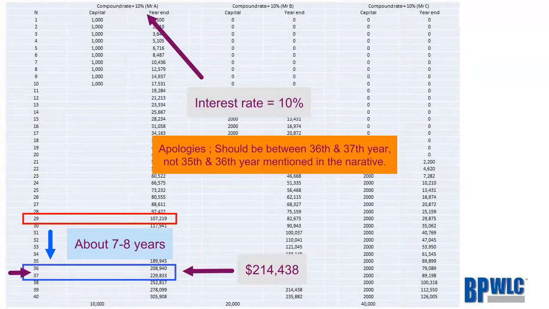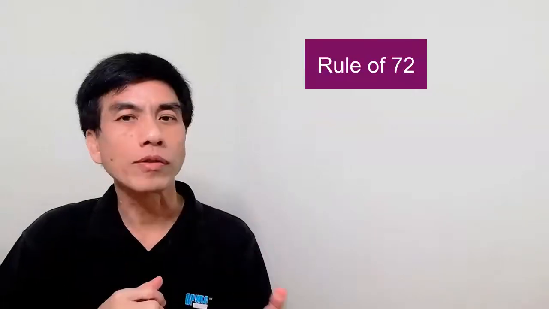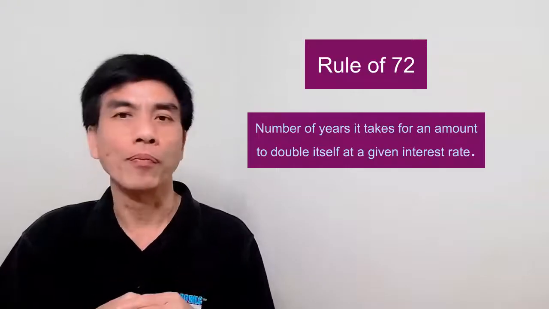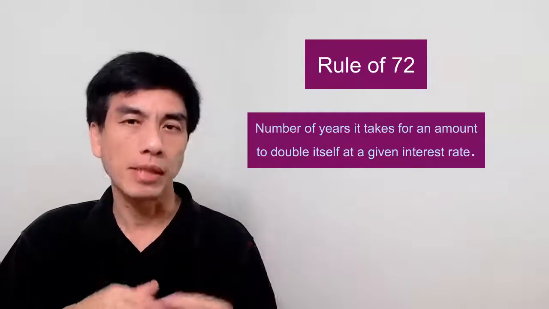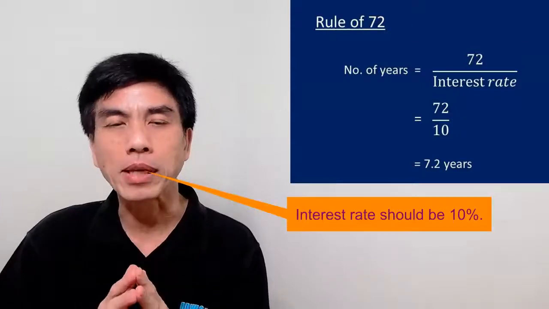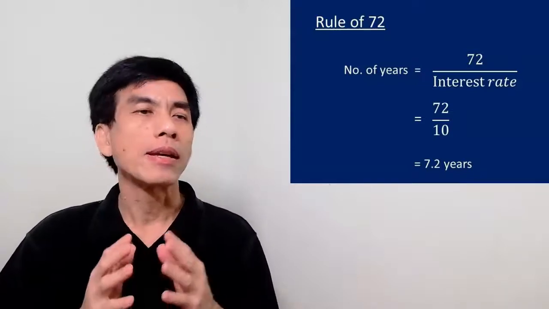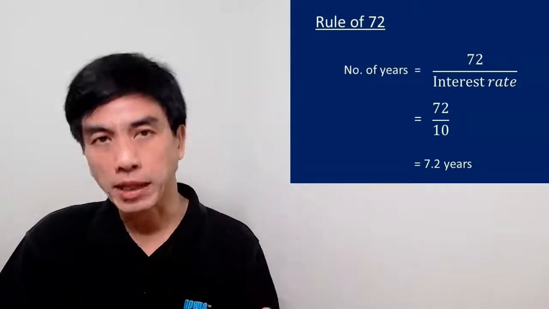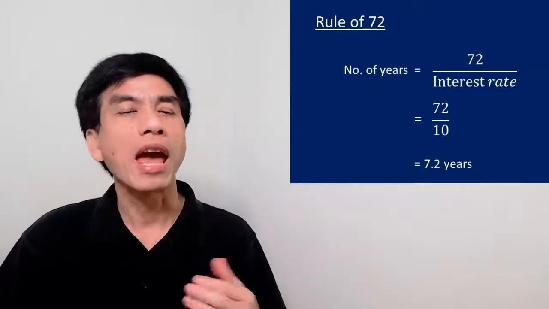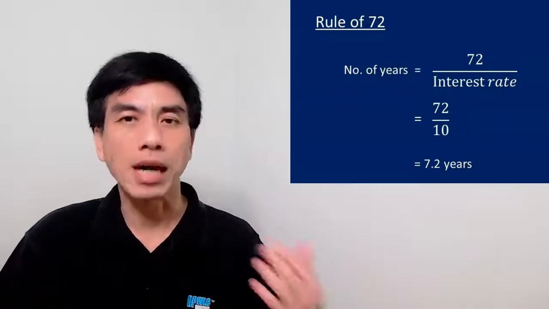That brings us to this topic called the Rule of 72. The Rule of 72 gives the number of years that an amount would take to double itself. In this case, the interest rate is 10%, and therefore by using the Rule of 72, we get 72 divided by 10, and that gives us 7.2. So it means that every 7.2 years, the number more or less doubles itself.